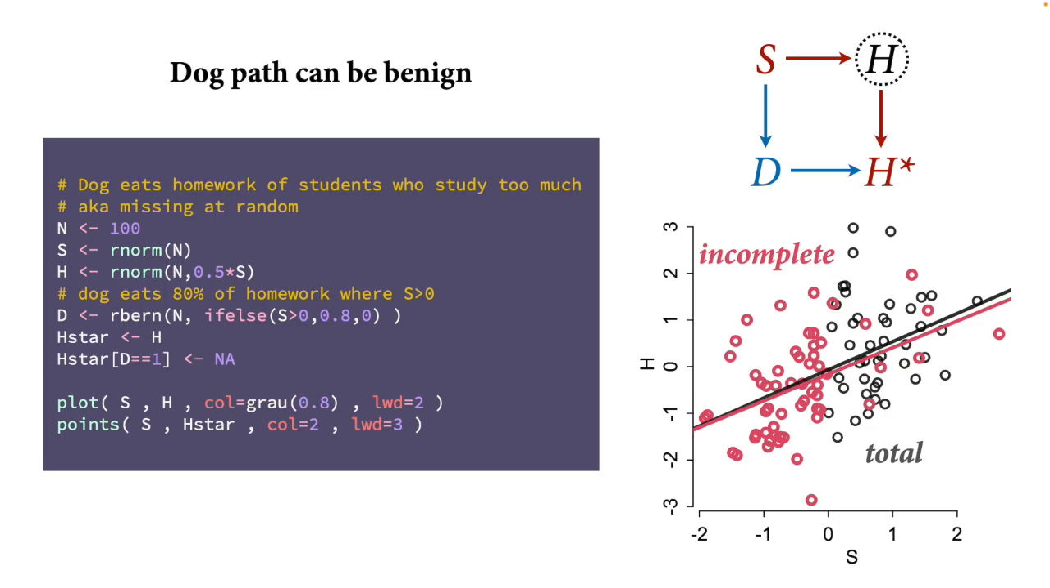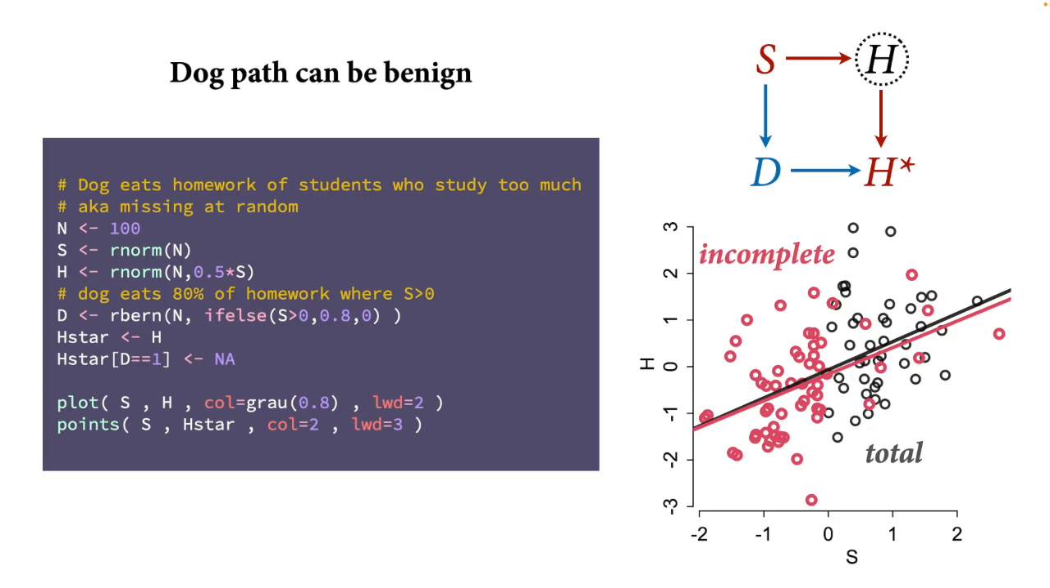So again, a simulation: 100 students, 100 dogs, 100 homeworks, same relationship between student ability and homework quality. Now the dog is going to eat 80% of the homework, but only for students who are above average, that is S greater than zero, because they neglect to play with their dogs. And then we plot, and what I want you to see is the black points, the total sample, are showing on the higher values of S because the red values, the observed sample, have been depleted in that range. I'll say this again.